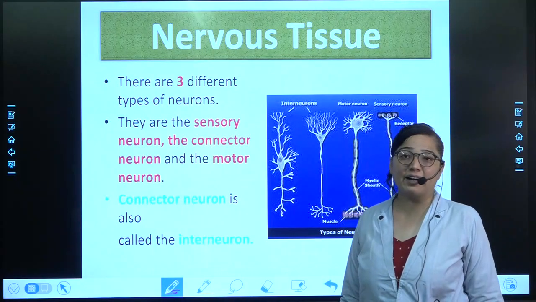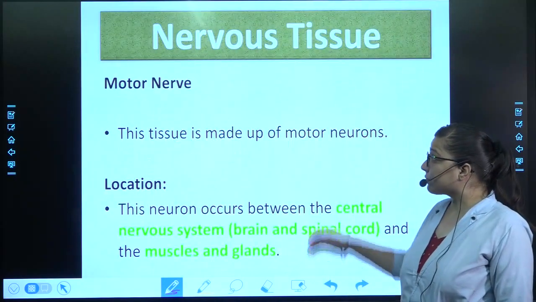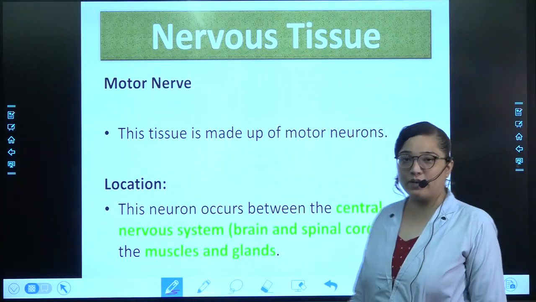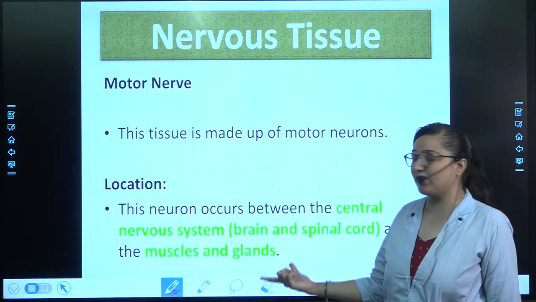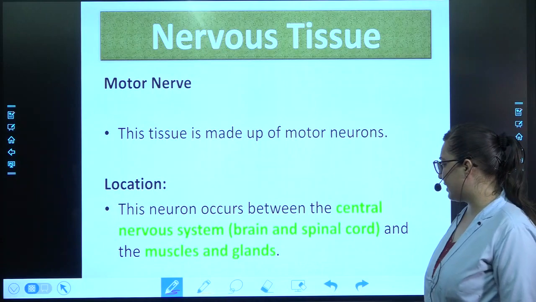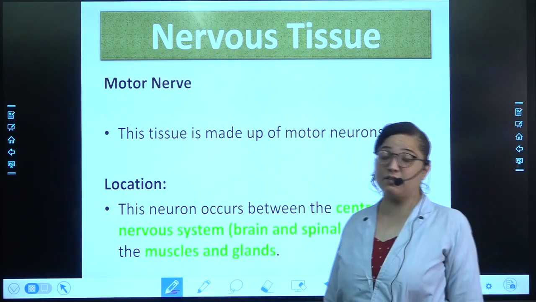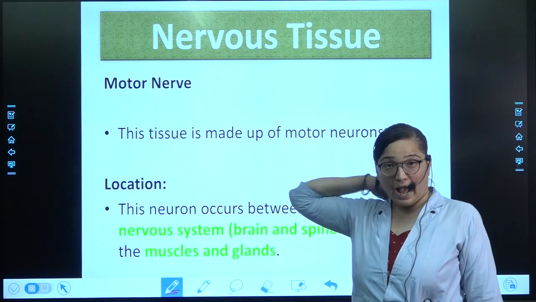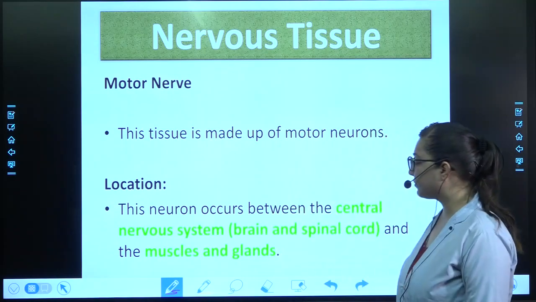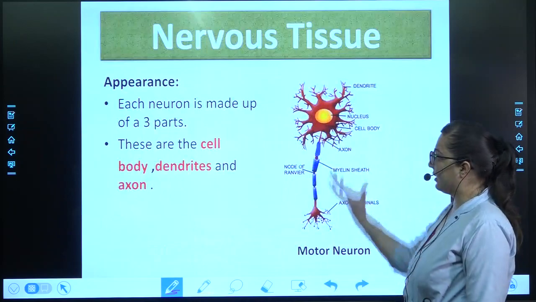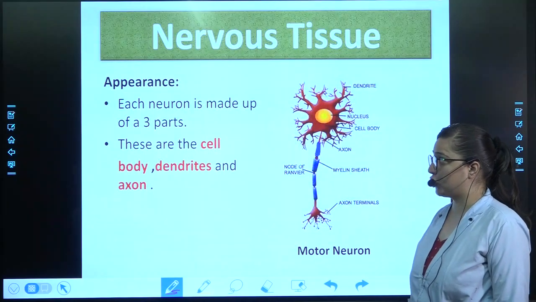In that we had the discussion about the motor nerve. The motor nerve is present between the central nervous system and the muscles and glands. What does CNS, that is central nervous system, consist of? Brain and the spinal cord. Then here is the diagram of nervous tissue.